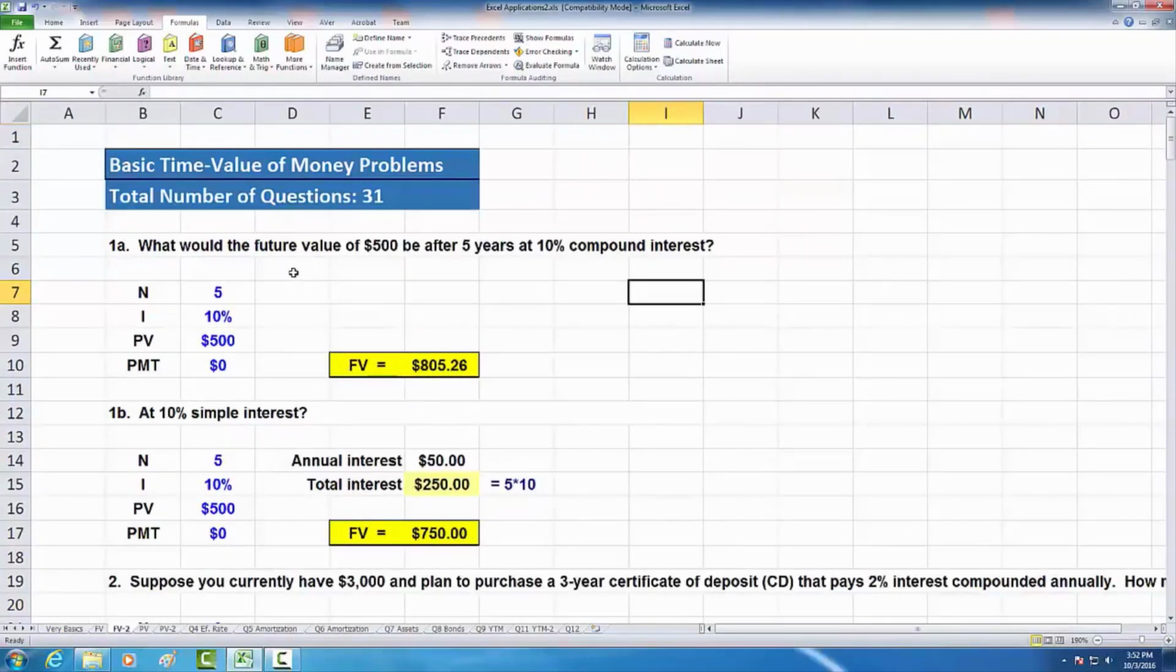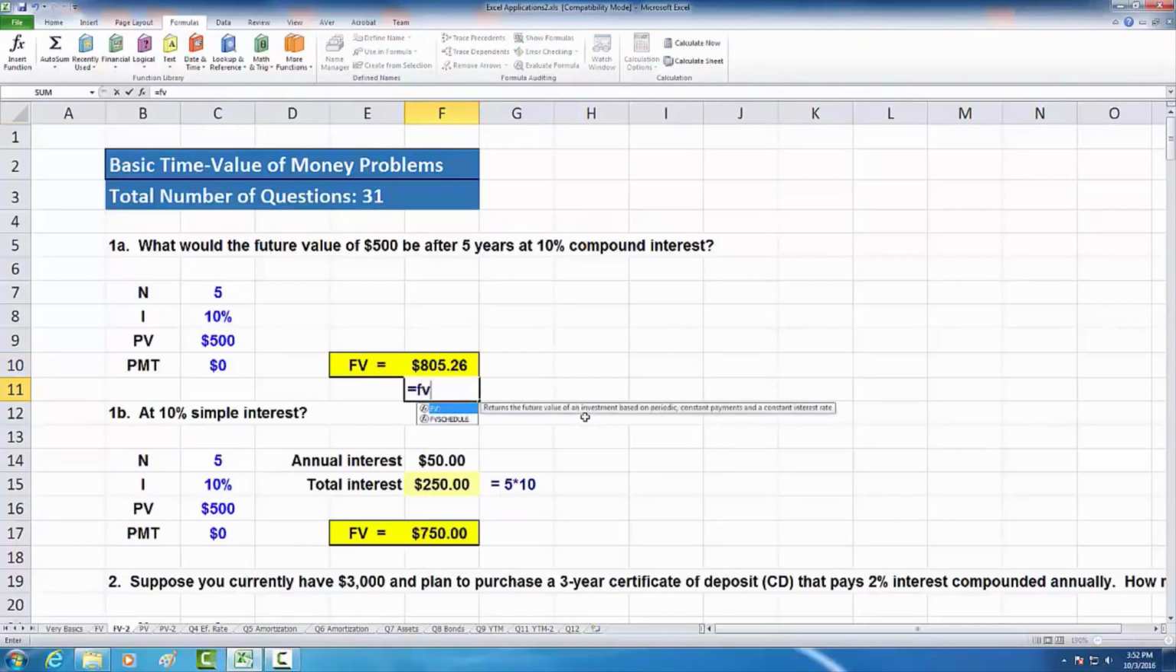Okay, here we have the questions, different questions. The first question is, what would the future value of $500 be after 5 years of 10% compound interest rate? So if it says compound interest rate, we have to use the compound function. So we have the FV function here. The answer is this, but instead of using the answer, we can use our own formula.